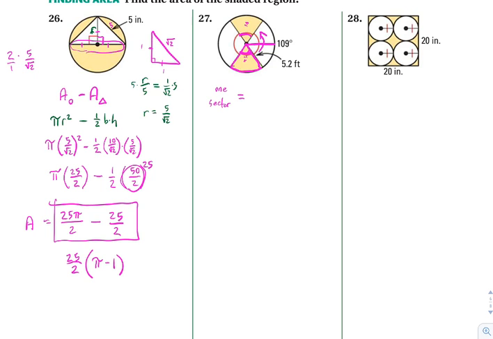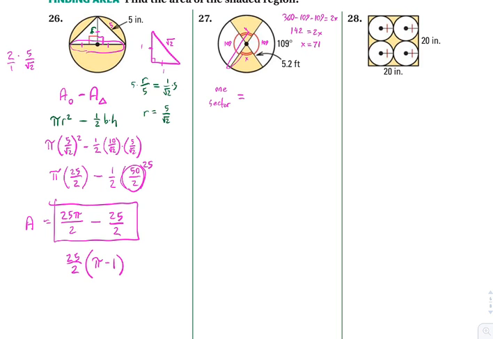Shoot, you know what? We've only got this 109 on this side. So we've got 109 here, 109 here, but we don't know what the others are. We do know they're equal, so let's call it x. Off to the side here, 360 minus 109 minus 109 leaves us with 2x, or just adding them up, they add to 360. So 142 is 2x, so x equals 71.